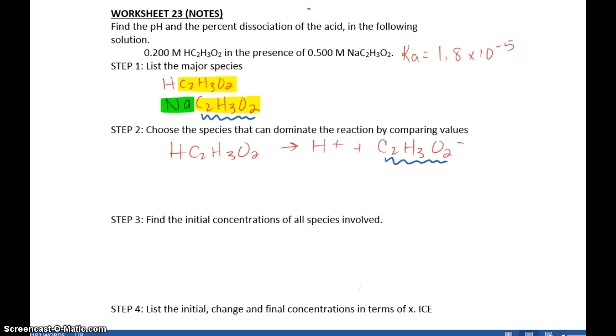Find the initial concentrations of all the species involved. Well, I have my acid, and it's 0.2 molar, and I have my salt, which is really the C2H3O2 minus. I don't need that sodium. It's just there to help it get into solution, and that's 0.5 molar. I noticed that I started cutting out writing the equilibrium expression, and so we do need to go ahead and write that equilibrium expression.